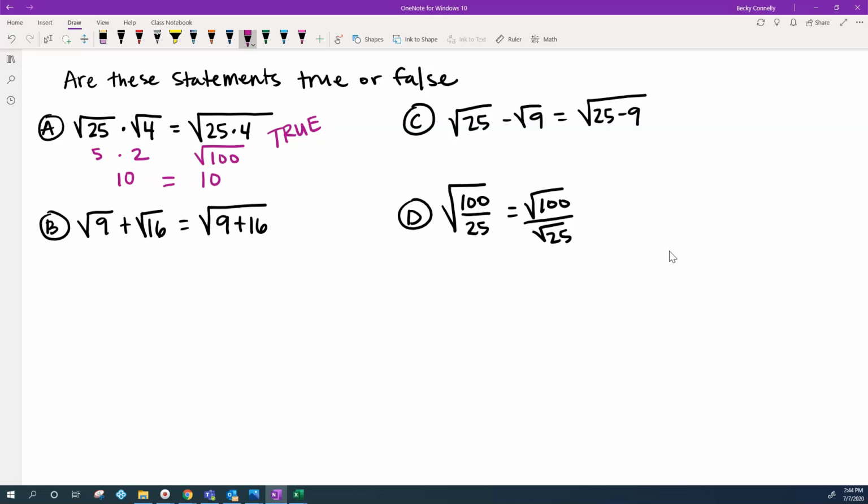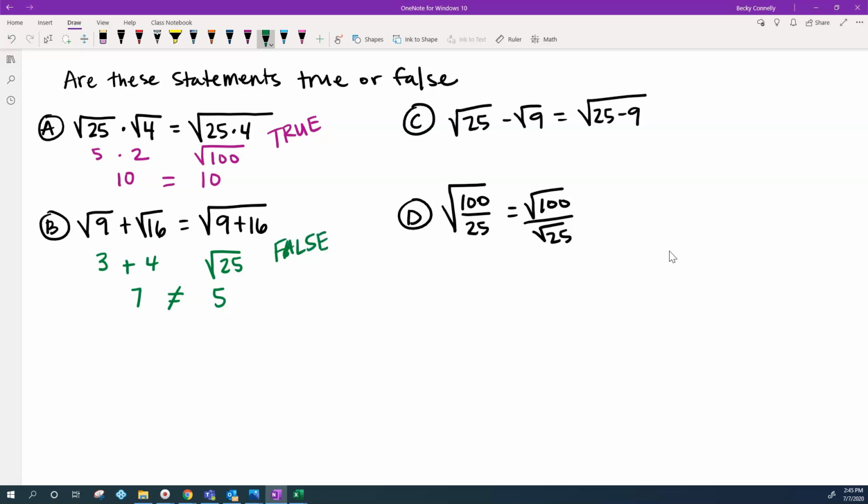Okay? How about this second one? Well, if we do that same thing again, here the square root of 9 is 3, the square root of 16 is 4. When we add those together, we get 7. Now, if we do the adding first, that's going to give us the square root of 25. The square root of 25 is 5, so that means these are not equal. Right? So this is a false statement.